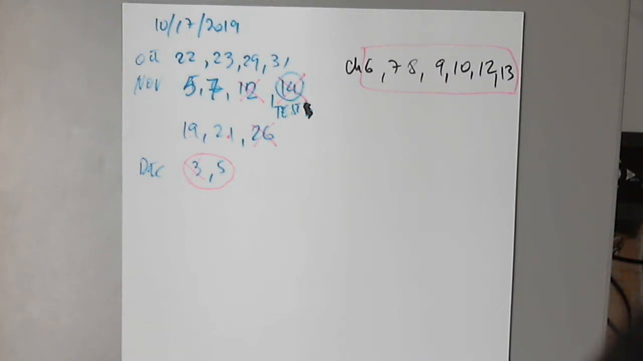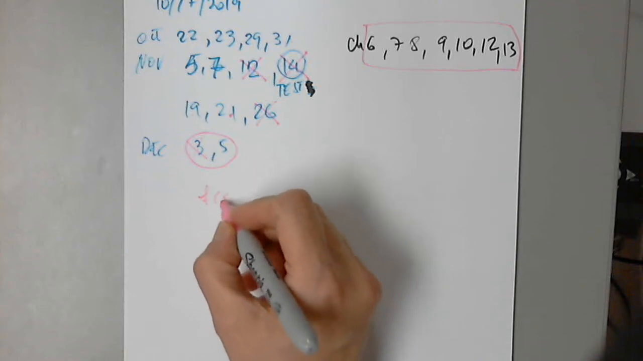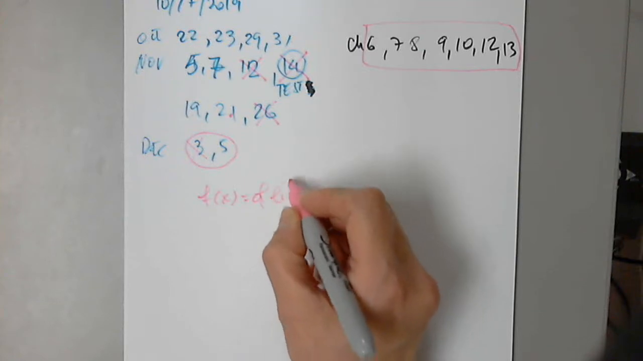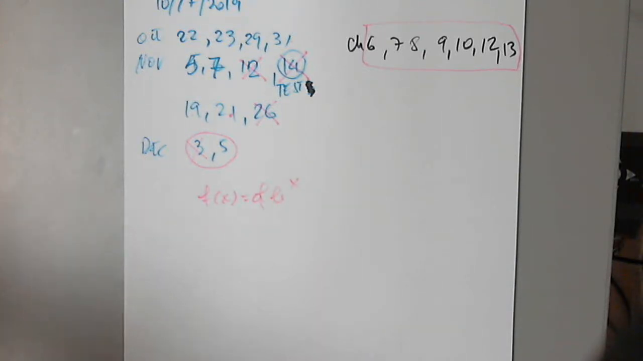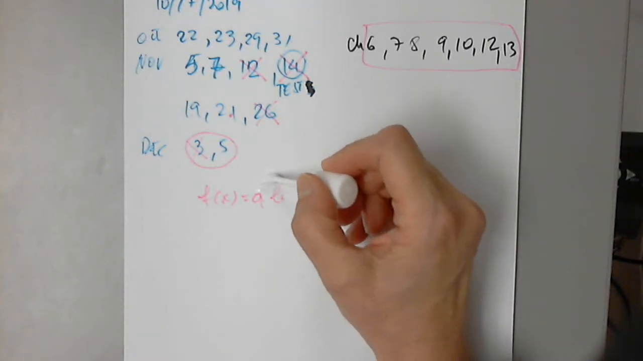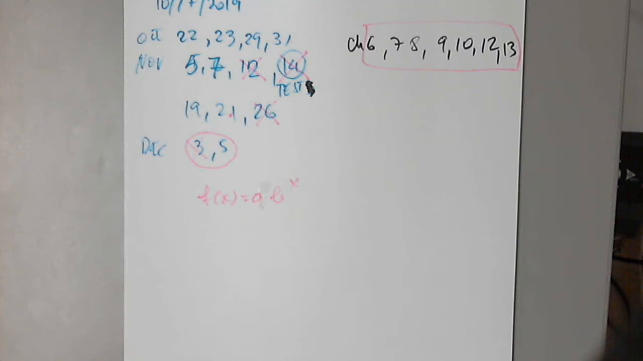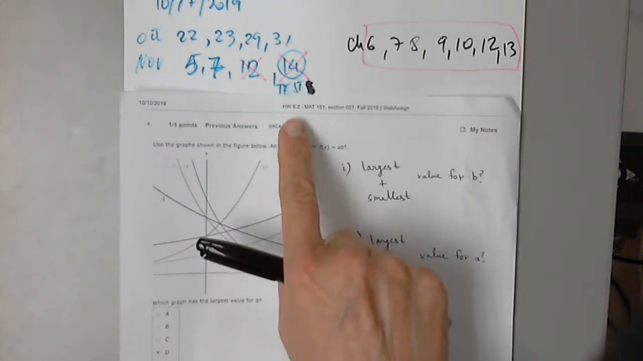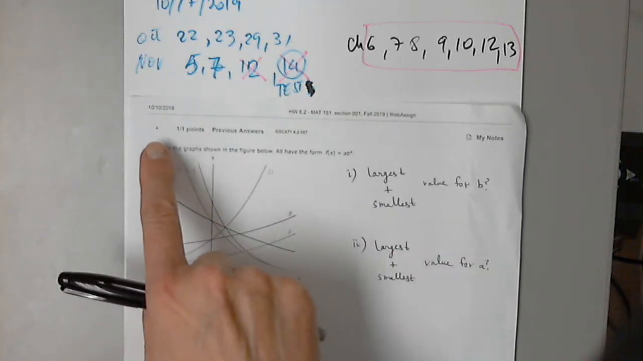So we are asked to use the graph shown in the figure below. All have the form f of x equals a b to the x power. So this is our function: a constant in front, which is a, times the base raised to power x. This is from 6.2, problem 4.